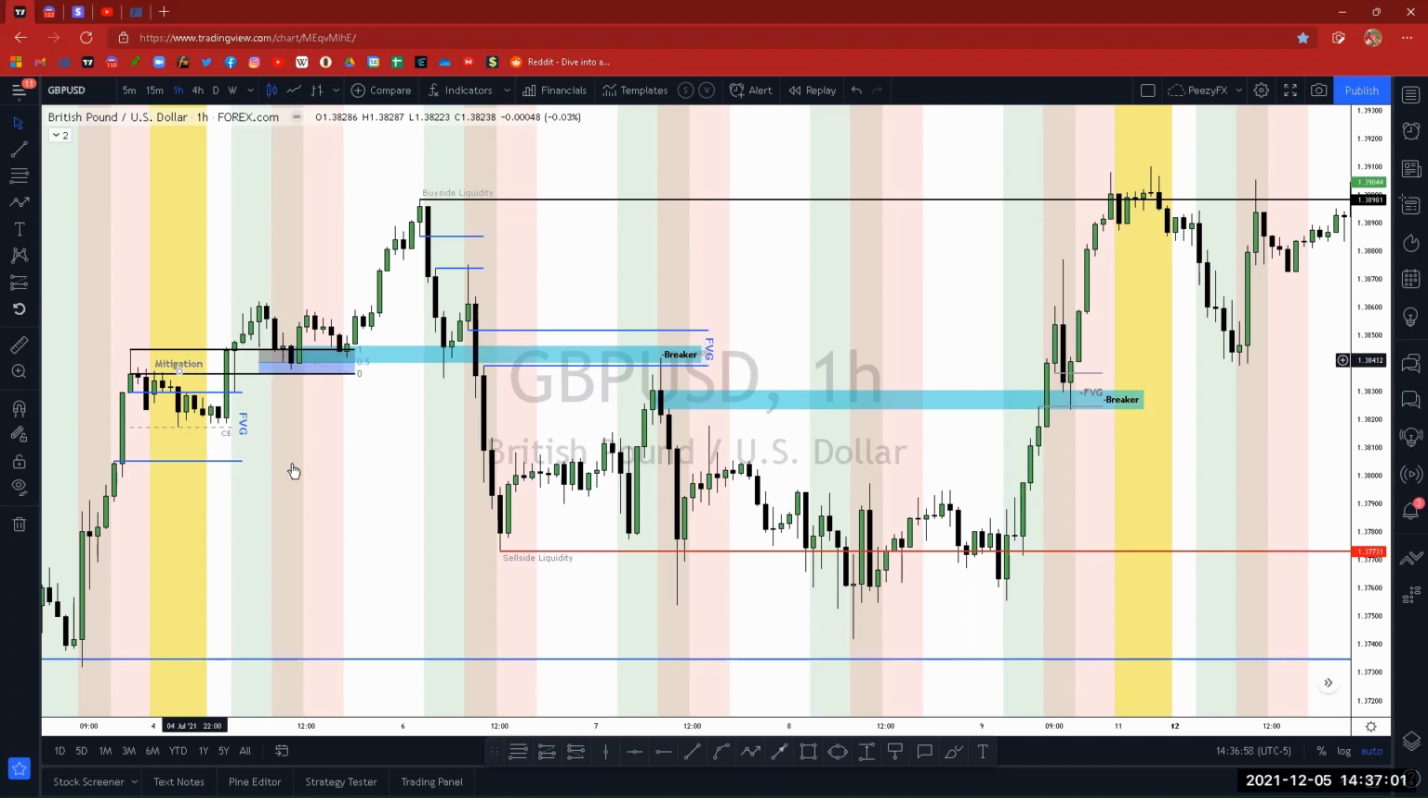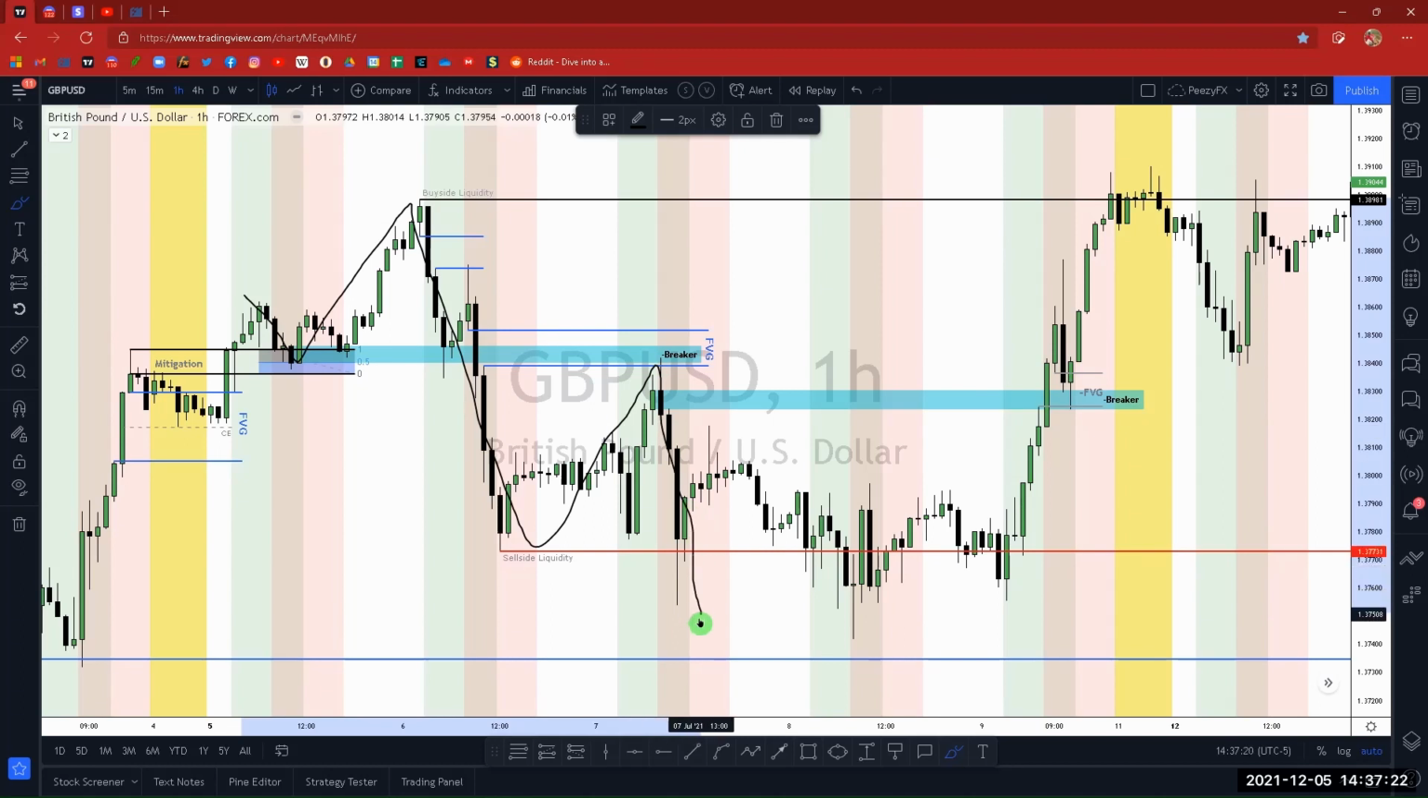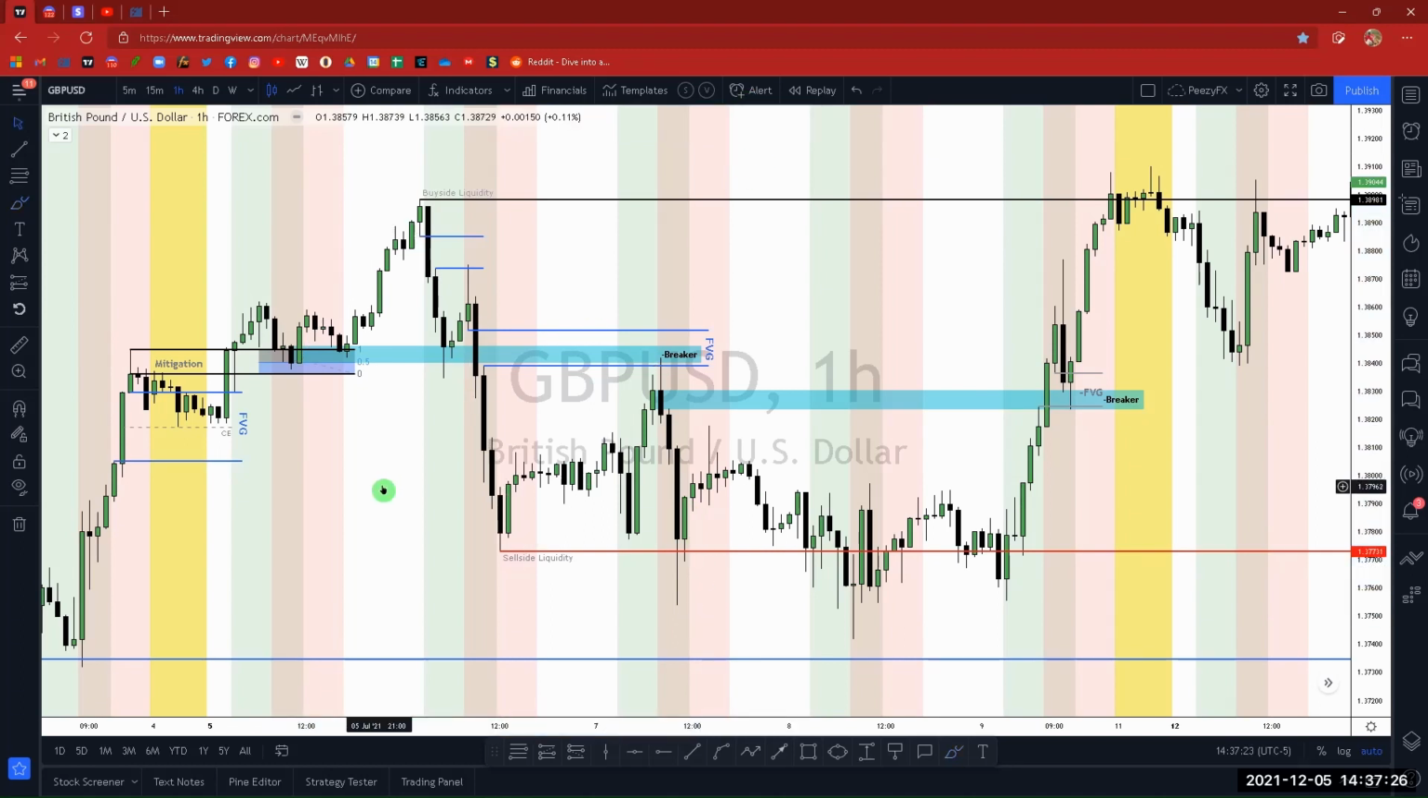It's a breaker. What makes it a breaker? We have a high, a low, higher high. Right there. And then we break down. So we have a breaker that also lines up with the fair value gap. That also lines up with mitigation. What would be our mitigation right here? Well, actually, it's another breaker.